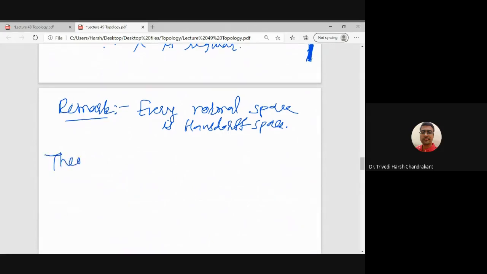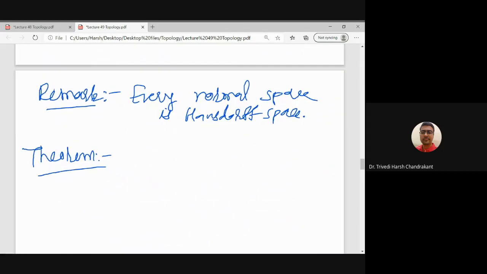Usually compact Hausdorff spaces are very important, because we have seen one result regarding when an inverse function becomes continuous, right? That result involves both the compact and Hausdorff properties. So usually in mathematics, mostly we discuss compact Hausdorff spaces because they have very interesting properties.